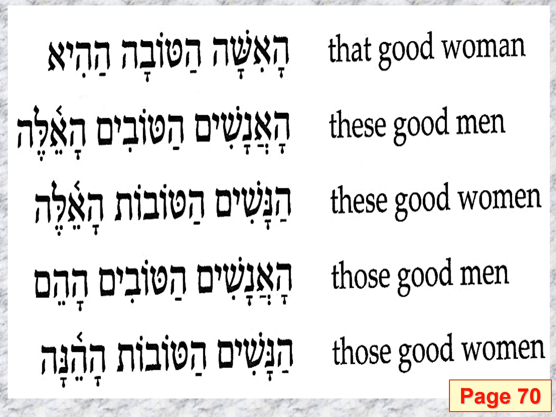We see this again with those good women. Hanashim. Again, even though it's an eem ending, it's feminine plural. So the adjective and the far demonstrative are going to continue the consistency of their own paradigm. So even though it's hanashim, it's hatovot. And then it's hahena. Hanashim hatovot hahena.